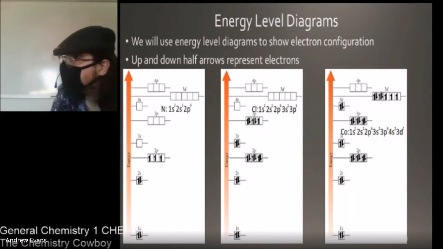You'll notice nitrogen and chlorine are in the same region of the periodic table. They both ended up in the p's. Cobalt is a transition metal. It started dealing with the d's. So we'll see some weird stuff going on.